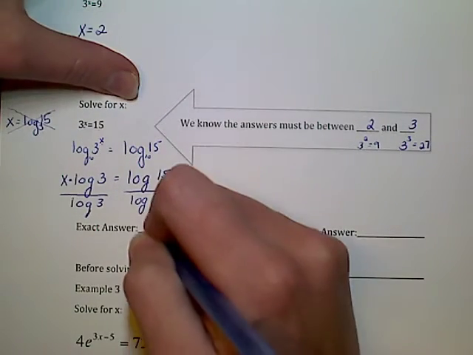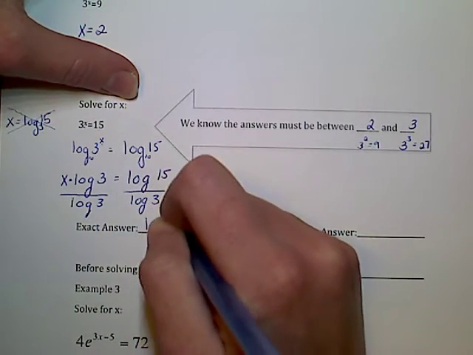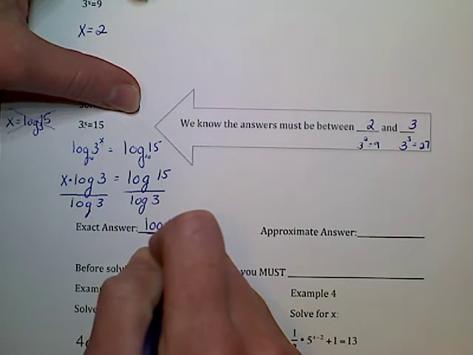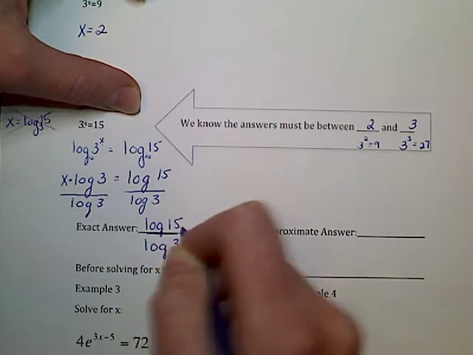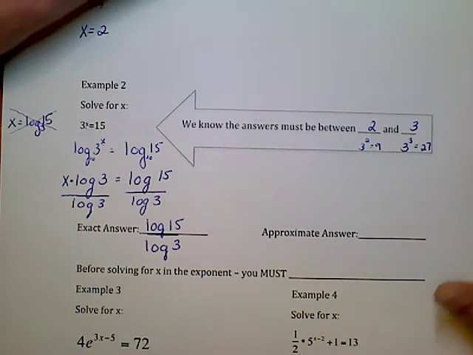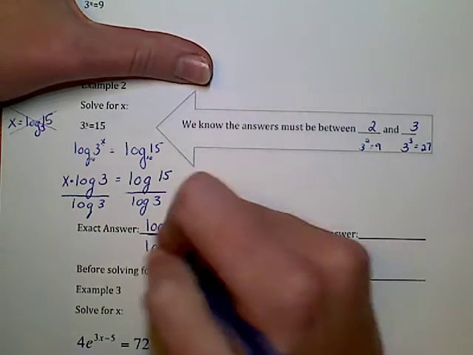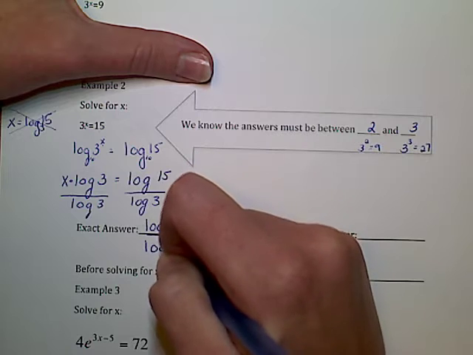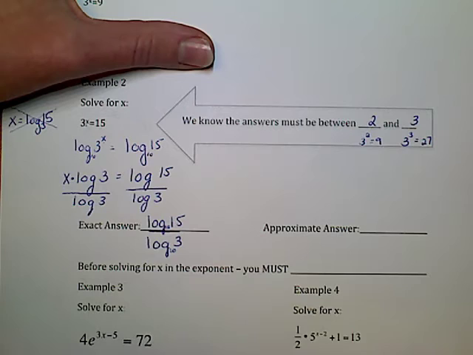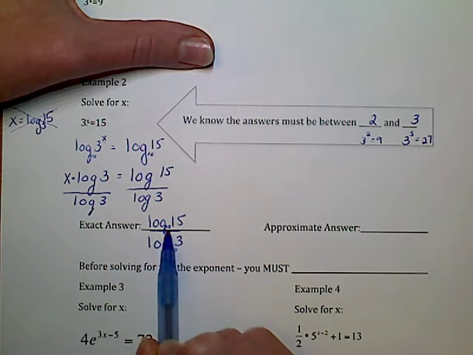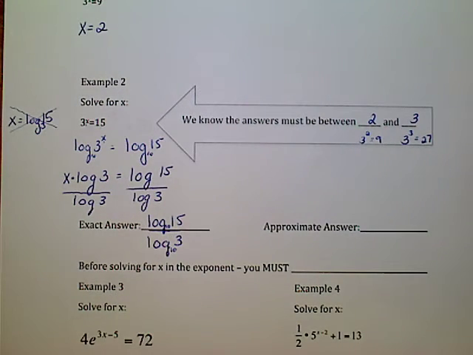And that actually gets us what we call the exact answer. The answer that requires no rounding whatsoever is log 15 over log 3. Both of those logs have a base of 10. Again, you can write the 10 in if you want, but you certainly don't have to. Again, logs that have a base of 10, we can plug those into the calculator.